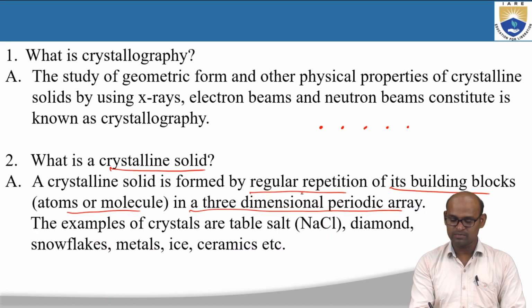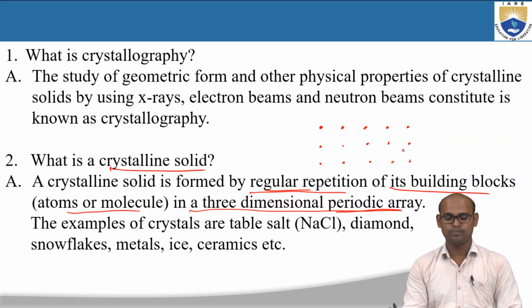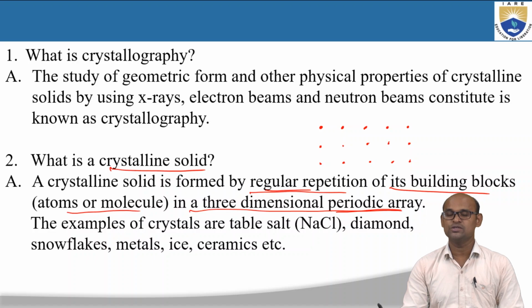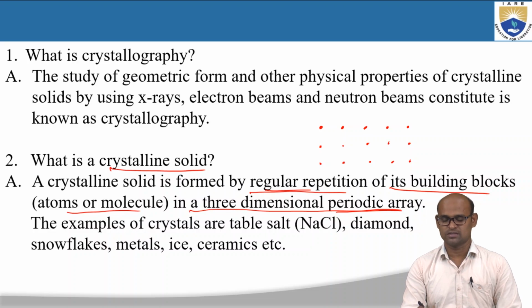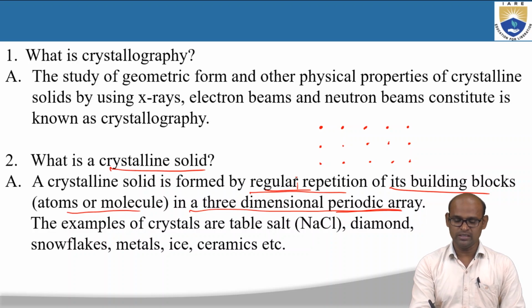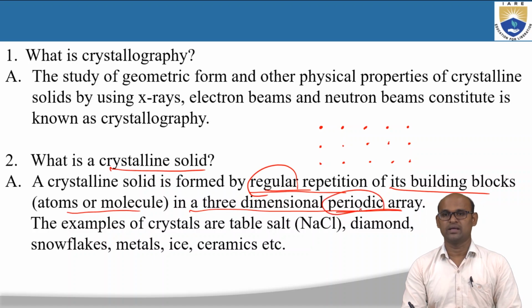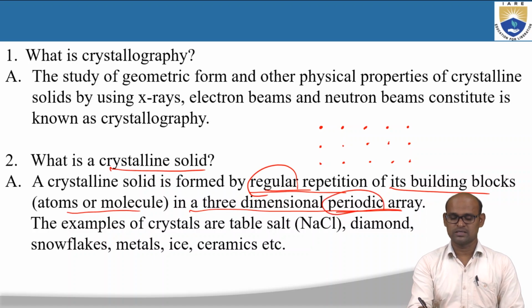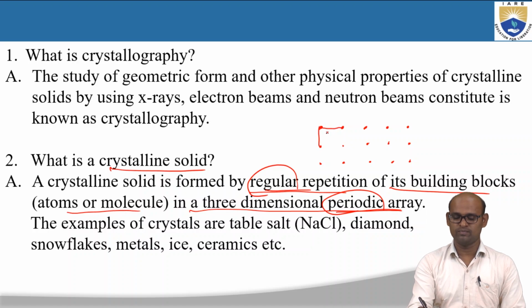All these atoms are arranged in a regular periodic manner. Such a solid is called a crystalline solid. The atoms or molecules, the constituents of such a solid, are arranged in a regular periodic manner, and the distance between any two atoms along the x-axis, for example, is constant. The distance between any two atoms along the y-axis is also constant.